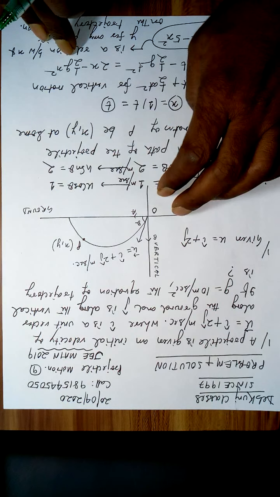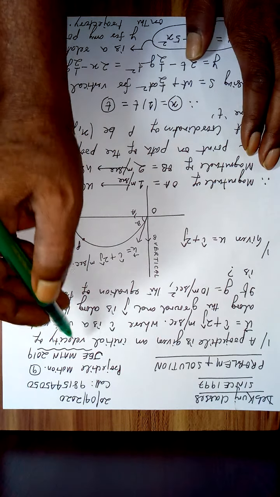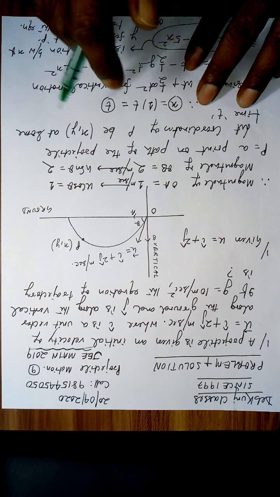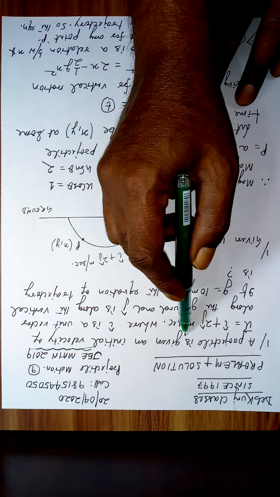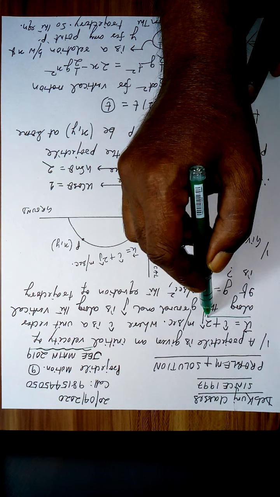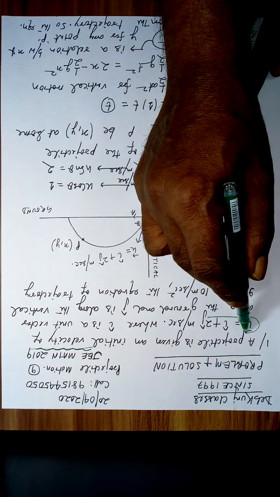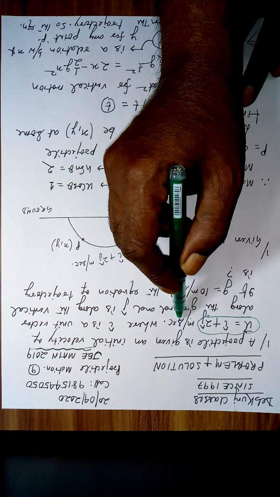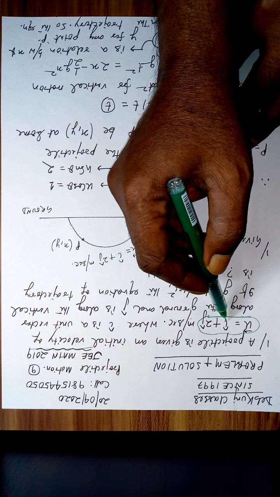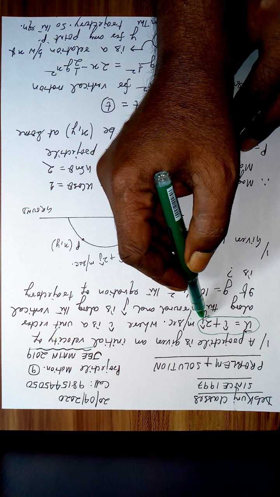Another numerical which was asked in JEE Main 2019. It's like this. A projectile is given an initial velocity u equal to i cap plus 2j cap meter per second. And we know i cap is a unit vector along the x-axis. j cap is a unit vector along the y-axis.